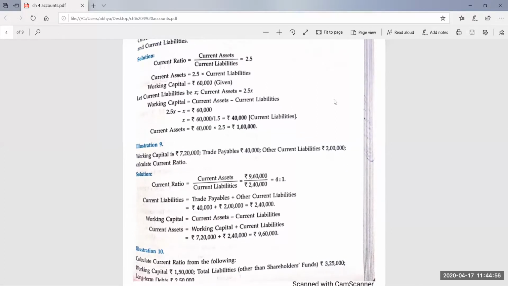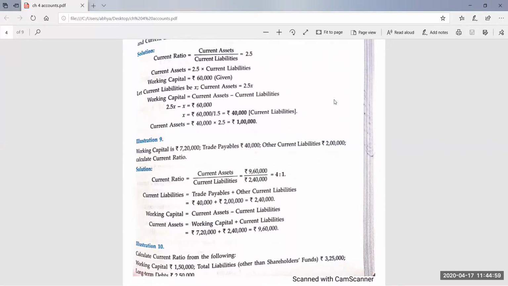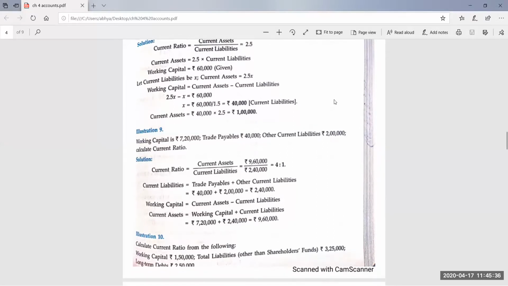Okay, one last question, students. Please try this question, everyone, to check whether you have understood the concept or not. Working capital 1,50,000. Total liabilities other than shareholder funds. It means shareholder funds are not included here. This is the total debt. Total liabilities means total debt, which means non-current liability plus current liability. 3,25,000. The long-term debt is given, which is 2,50,000.